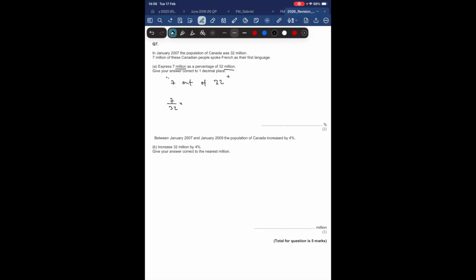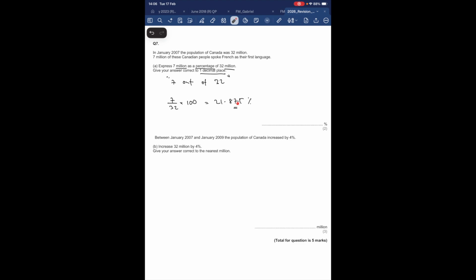Now to convert a fraction to a percentage, which is what we want to calculate, we just multiply by 100. So if we do that on the calculator, 7 divided by 32 times 100 will give us 21.875%. Now the question wants this to 1 dp, so if we look at the second decimal place, which is the 7, because that's bigger than 5, the 8 has to go up by 1 digit, so our value is going to be 21.9%.